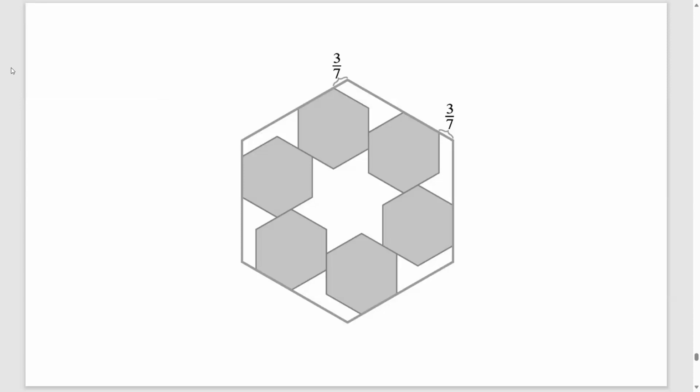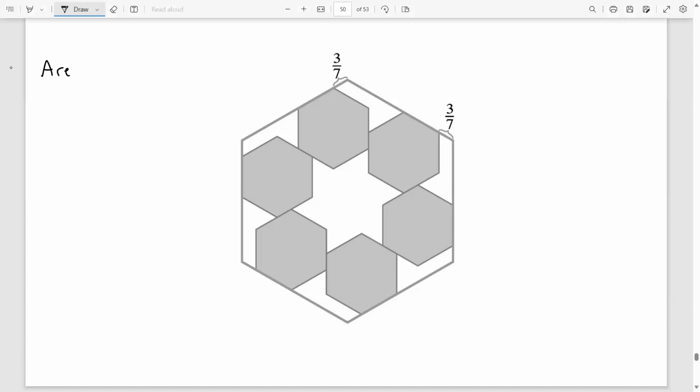So for this problem, you want to find the area of the entire frame, because if we can do this, then we can subtract the combined areas of the 6 smaller hexagons to obtain the desired answer. So we're going to need the fact that the area of a hexagon is equal to 6 times s squared root 3 over 4, where s is the side length.